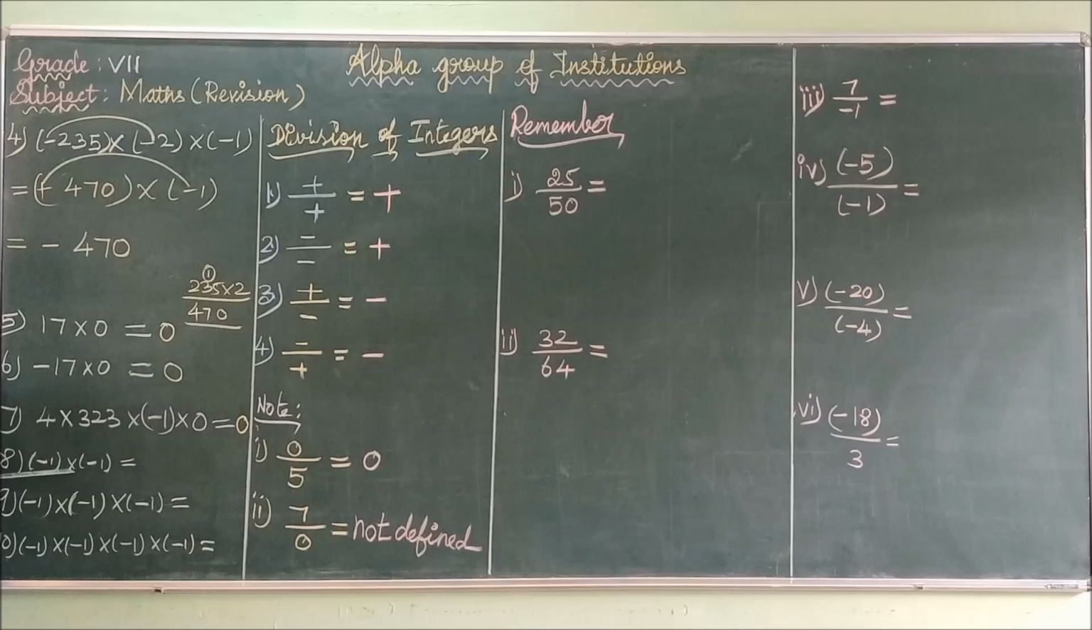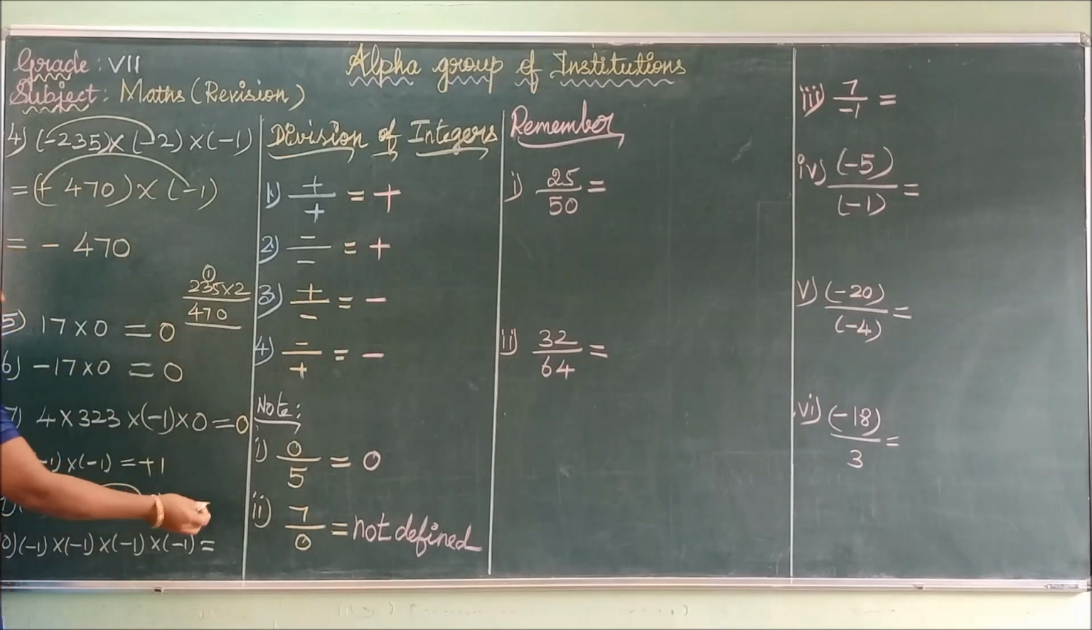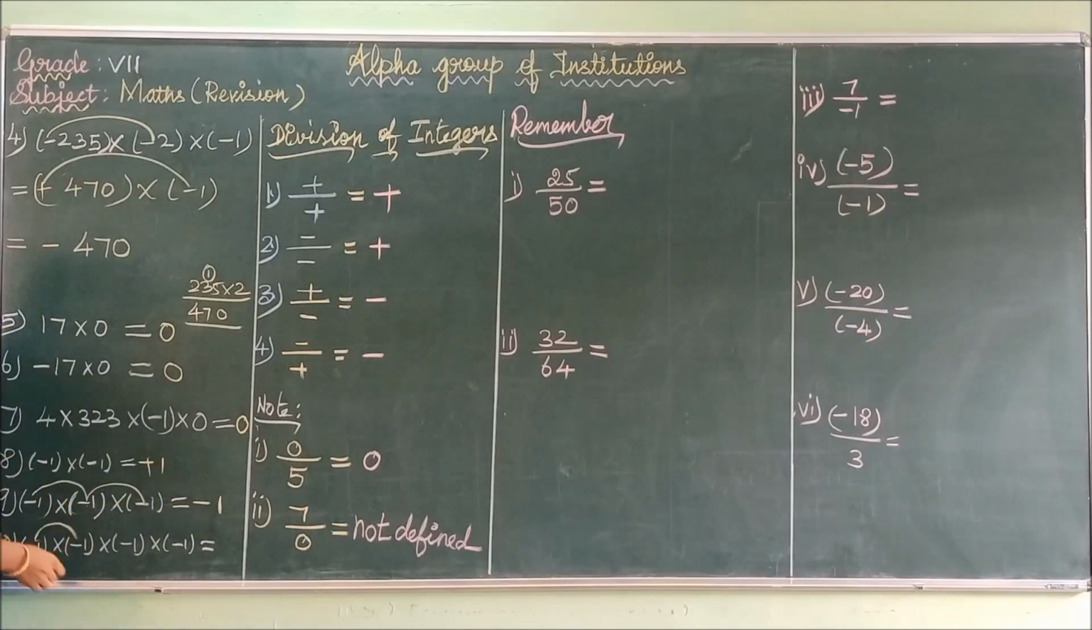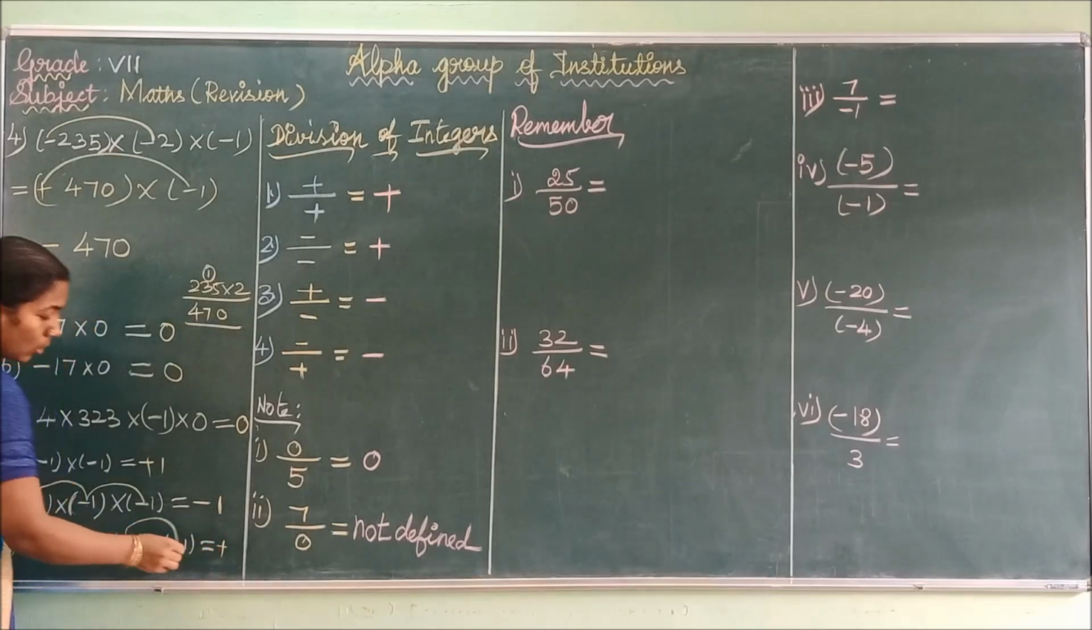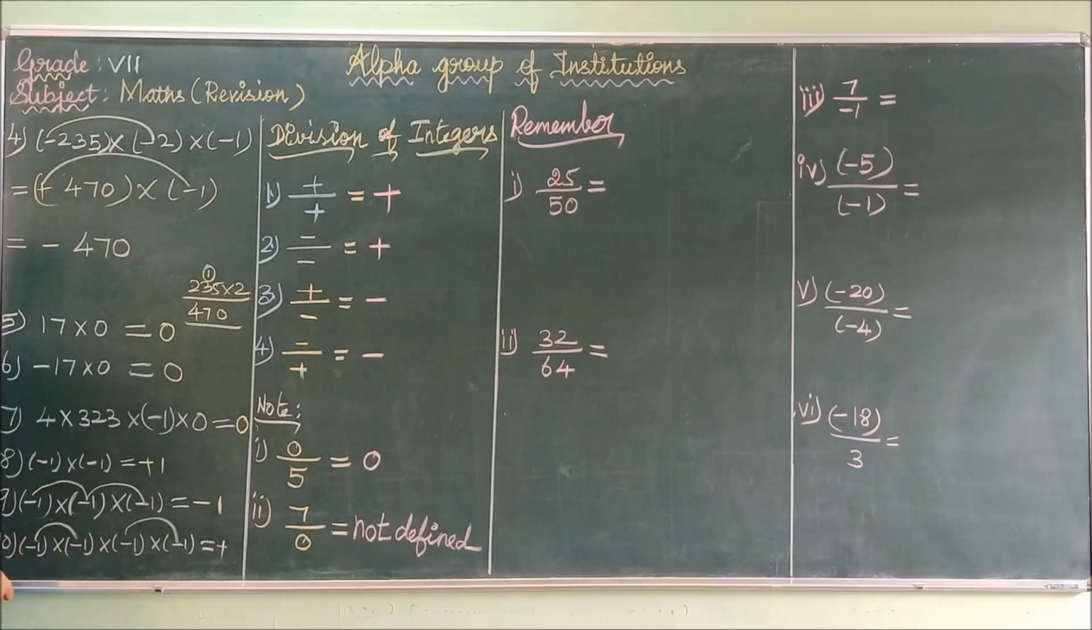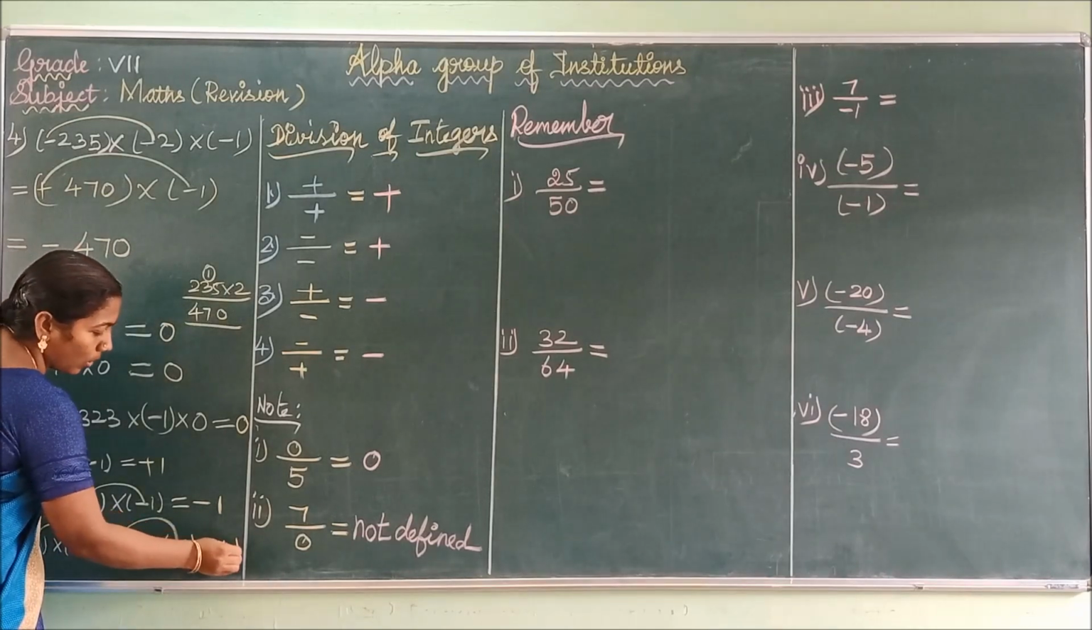What happened? Minus 1 into minus 1. So minus into minus, plus; 1 into 1, 1. See here, minus 1 into minus 1 into minus 1. So minus into minus, plus; plus into minus, minus. We have seen this example just now. So 1 into 1 into 1, 1. See the next one. Minus into minus, plus; minus into minus, plus. So plus into plus, plus. 1 into 1 into 1. If you multiply 1 four times, again you get 1 only.